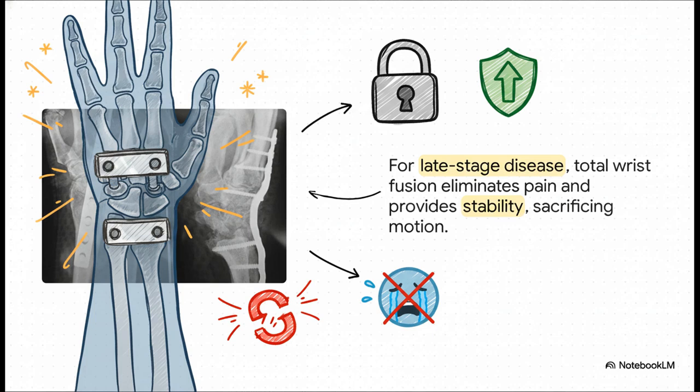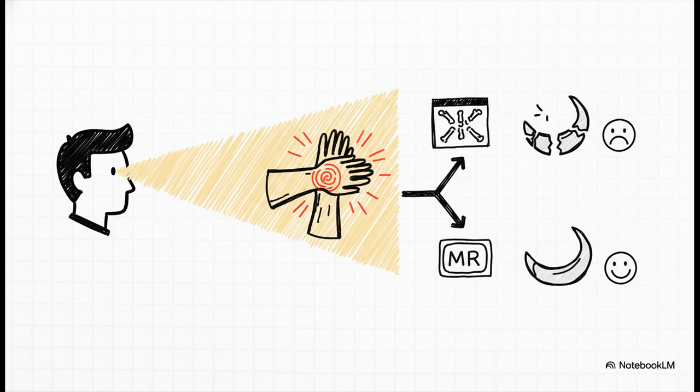So after going through this whole medical mystery, from the first confusing symptoms all the way to these incredible surgeries, what's the one thing you should take away? It's this. A high index of suspicion is everything. If you have a younger person with that stubborn wrist pain and a normal X-ray, you've got to think about Kienböcks. Getting that MRI early isn't just the next step. It's a move that can literally change the entire outcome for a patient.